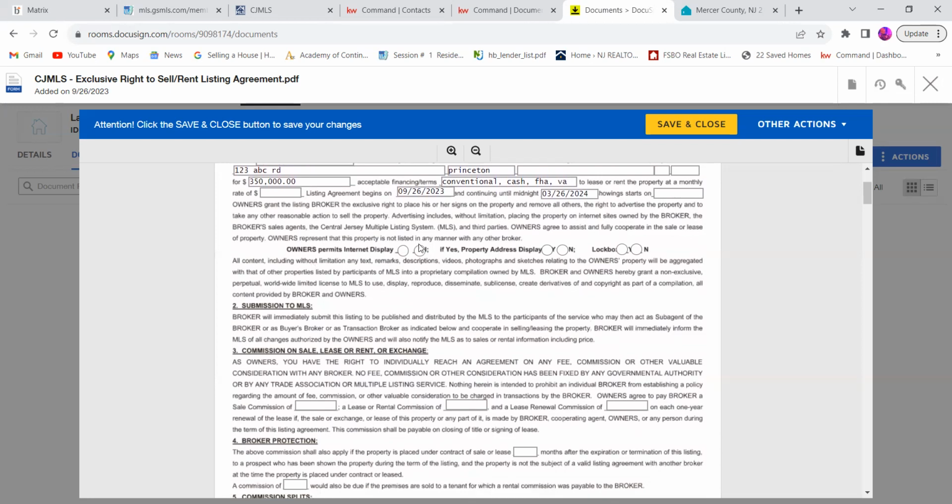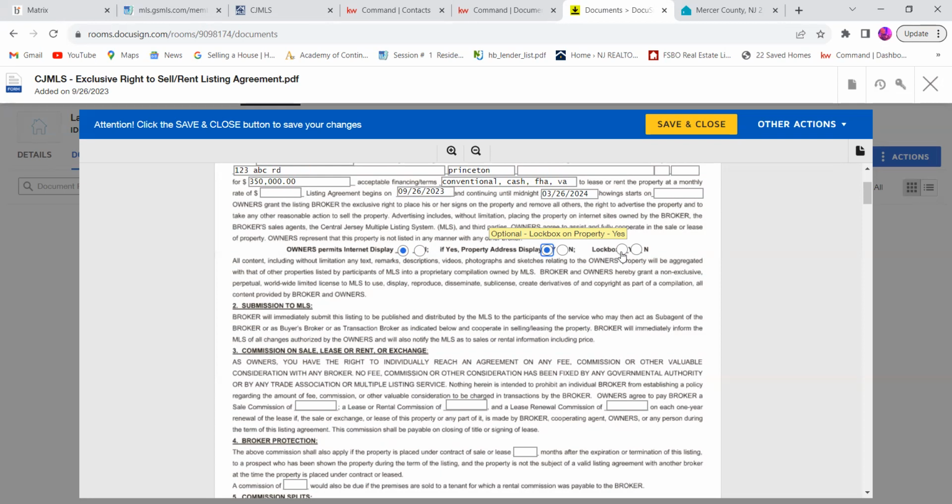So you want to make sure you hit these two. Owner permits internet display: yes. If yes, the property address displayed: yes. Another thing is, will you have a lockbox? Meaning, is the residence vacant? Are the homeowners still living there? Are they absentee owners? Will you be able to provide unlimited access for just a go and show?